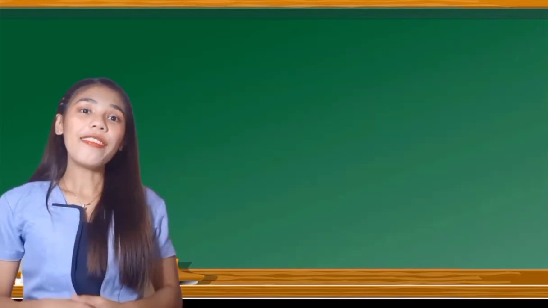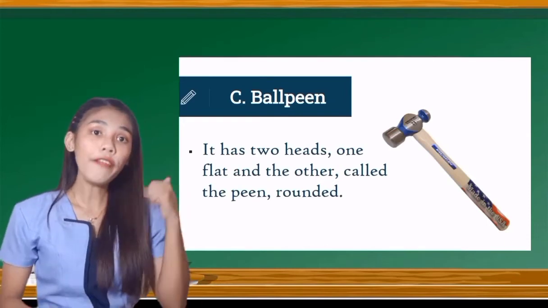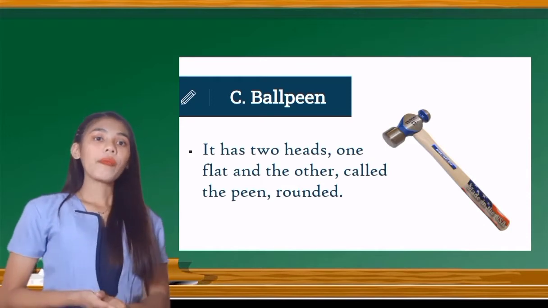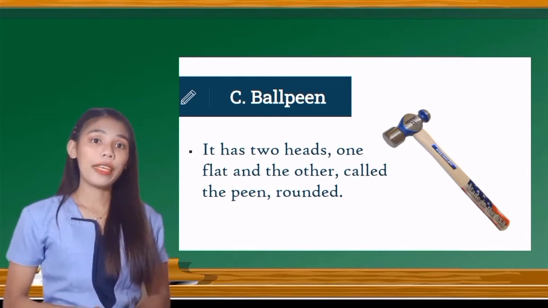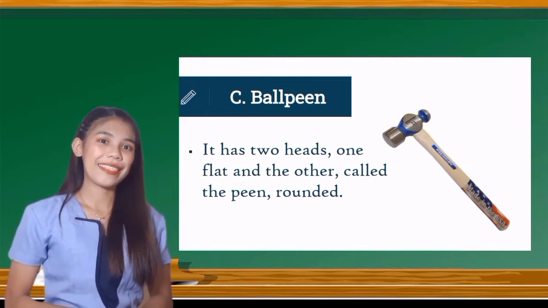The third one is what we call the ball peen. So it has two heads, one flat and the other called the pin, rounded. Typically used for riveting work and shaping metal surfaces and tools.